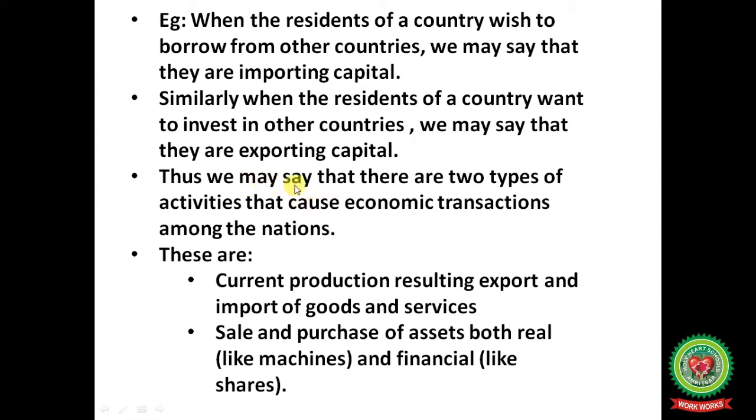Thus, we may say that there are two types of activities that cause economic transactions among nations. These are current production, resulting in export and import of goods and services, and sale and purchase of assets, both real assets like machines and financial assets like shares.